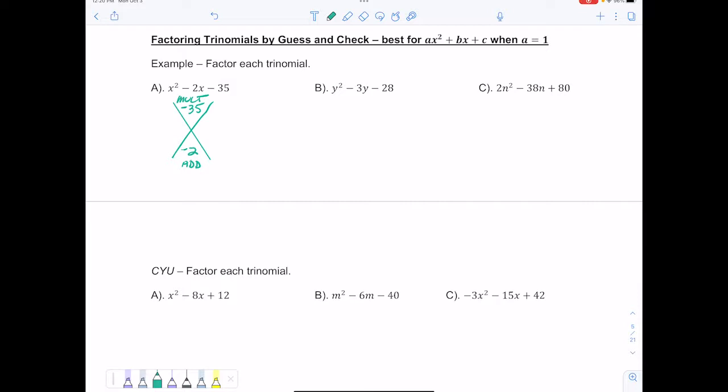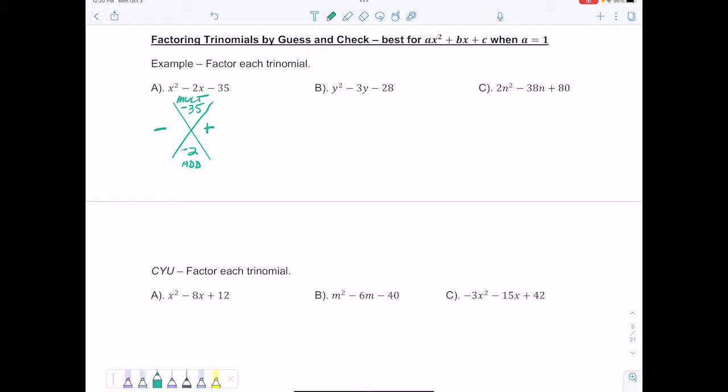So I'm going to put in my signs, and here's a trick you can use for the signs. It's the first sign you see, so in this case it's negative, and then multiply the signs together. Negative times a negative gives us a positive. So this tells me I need a negative number and a positive number. When you multiply them together, it'll give you negative 35, and when you add them, it'll give you negative 2.